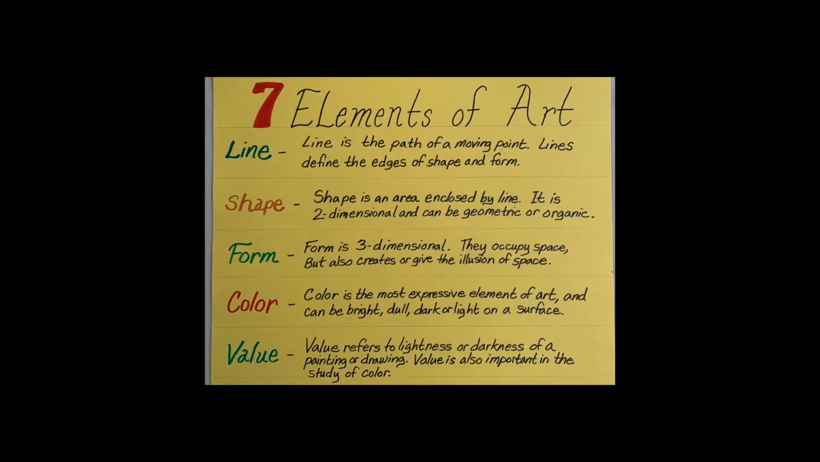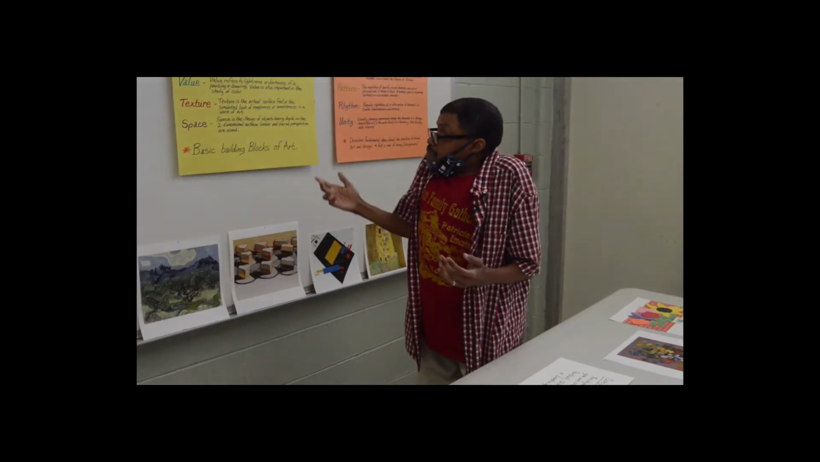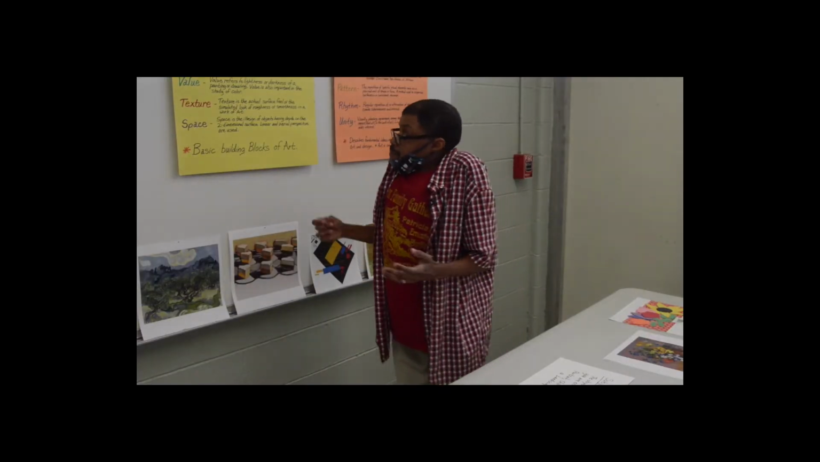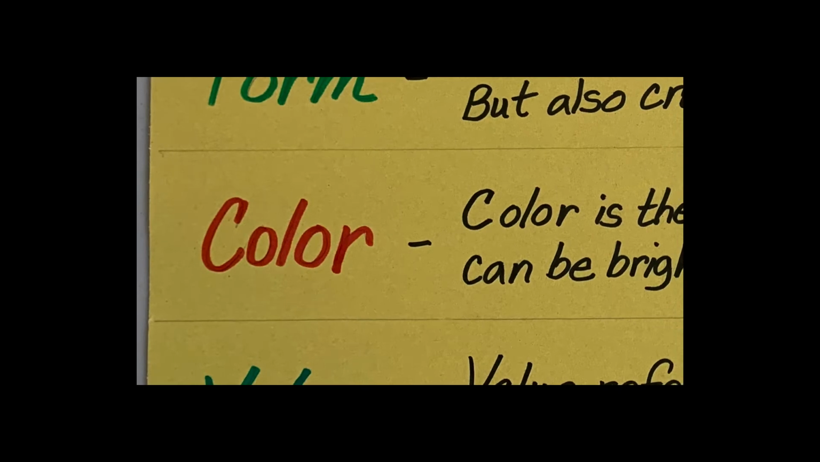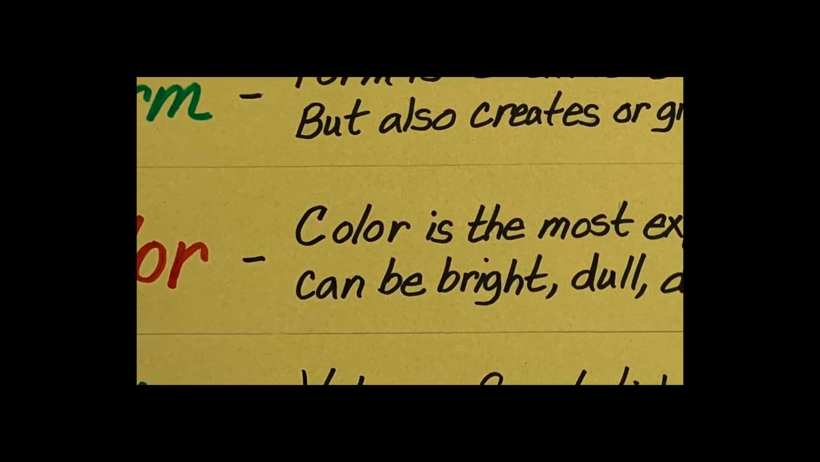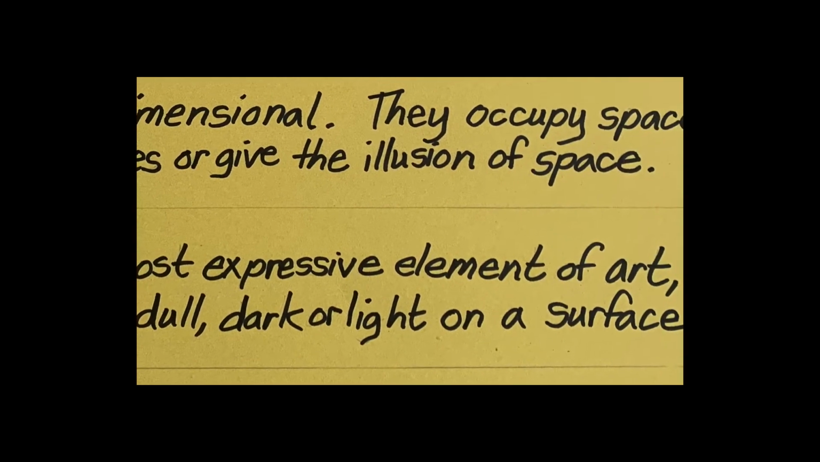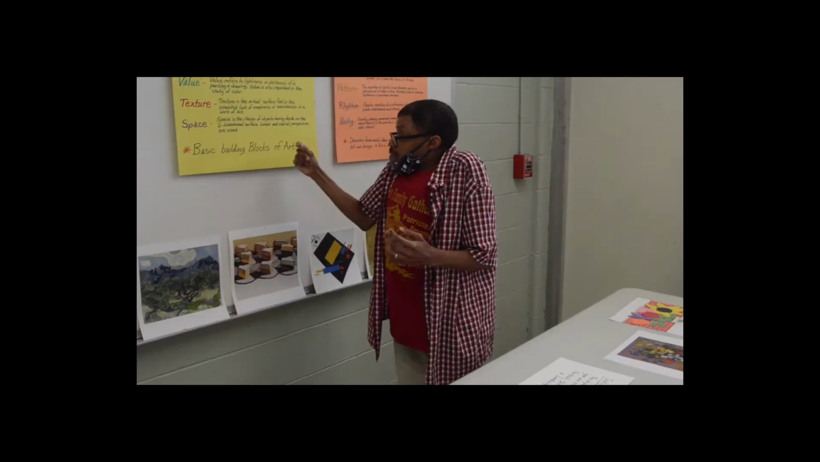Shape is an area enclosed by line. It is two-dimensional and can be geometric or organic. Form is 3-dimensional. They occupy space, but also create or give the illusion of space. Color is the most expressive element we have when it comes to the arts, and it can be bright, dull, dark, or light on a surface.